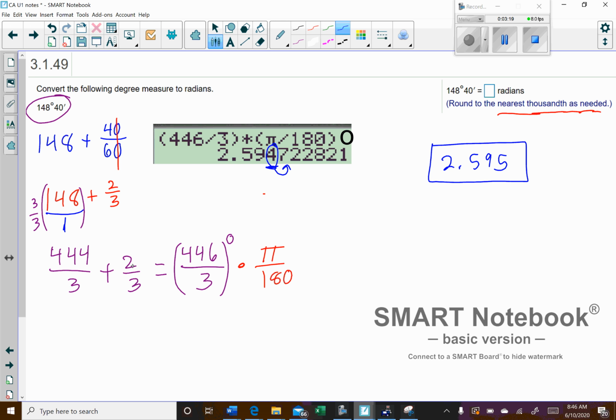So anyways, that's why it's important that we actually converted it and got a common denominator here, so we could go ahead and add that together and have an exact answer.